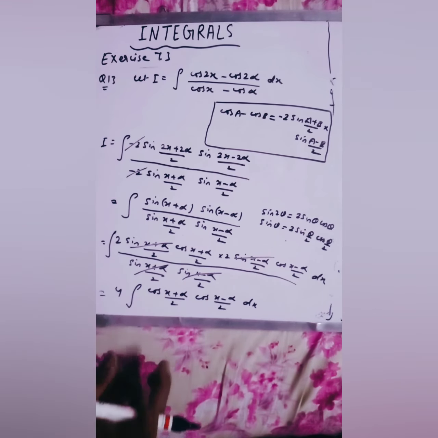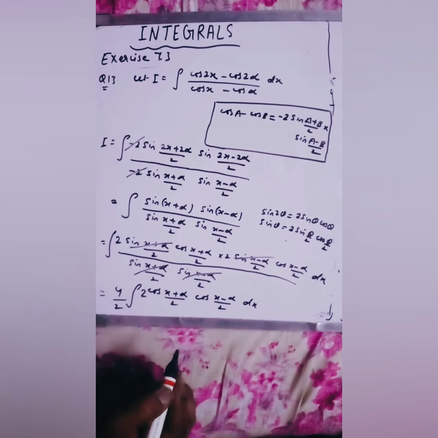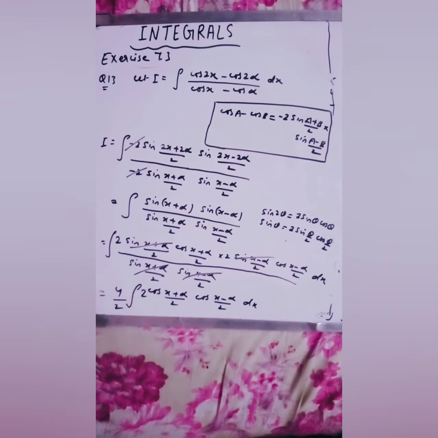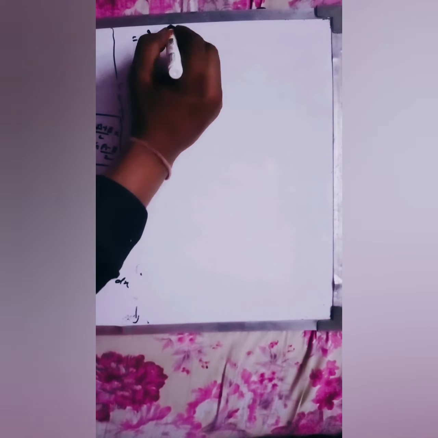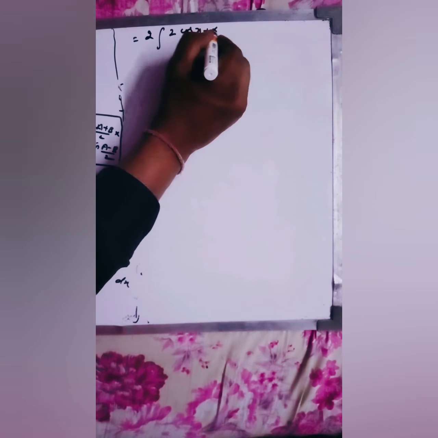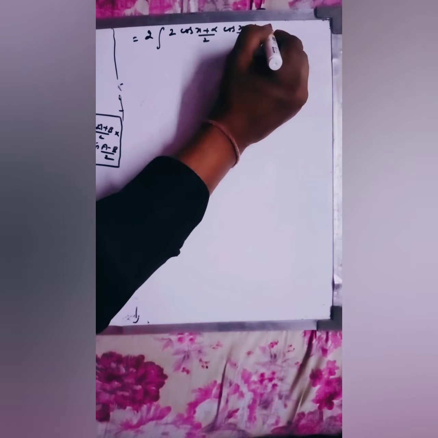Now after this you have to multiply this by 2 and divide by 2, and you will use the formula. So I'm writing this on the next page. Please wait. So here is the next page. So you will get 2 integration 2 cos (x plus alpha) by 2 cos (x minus alpha) by 2 into dx.